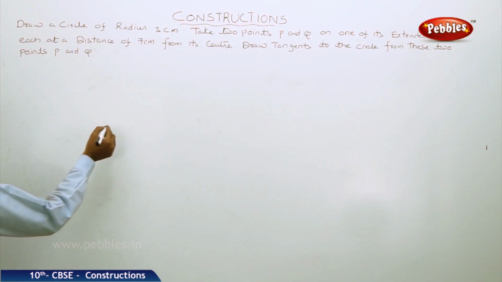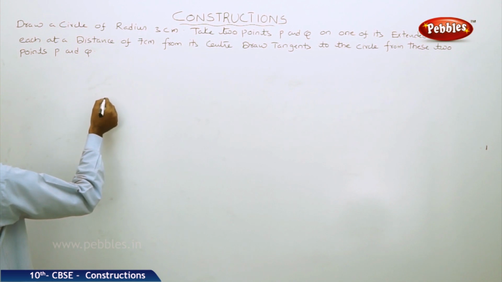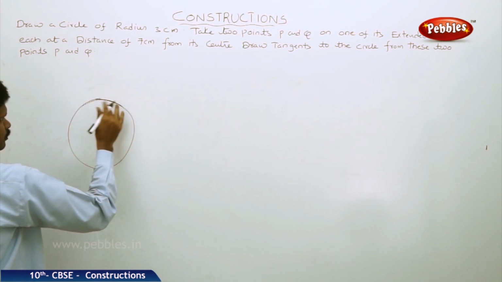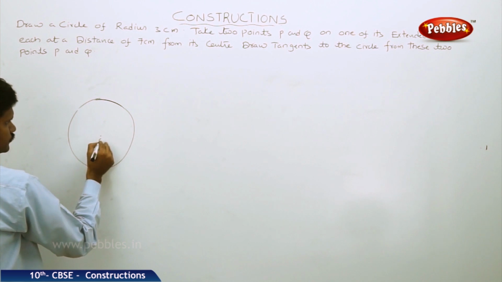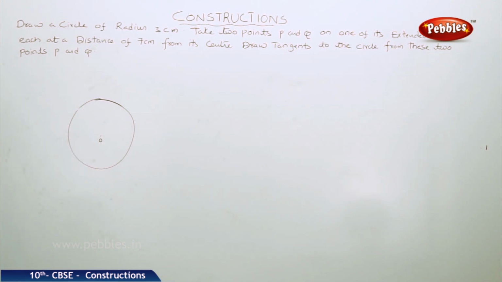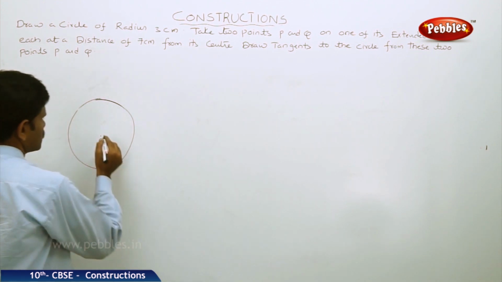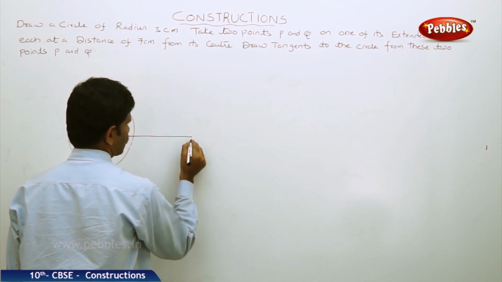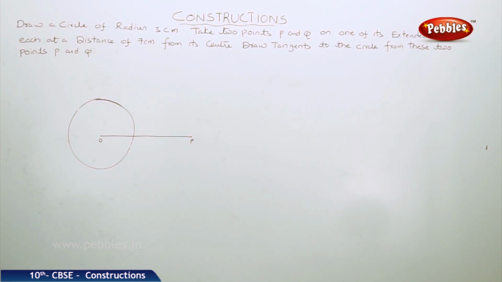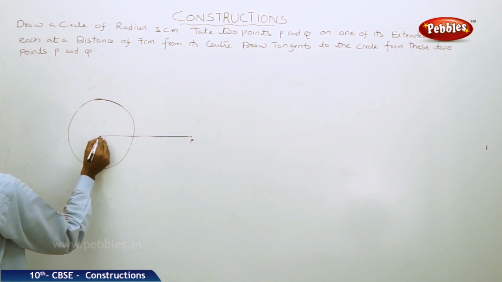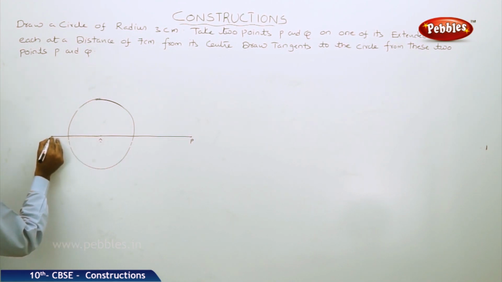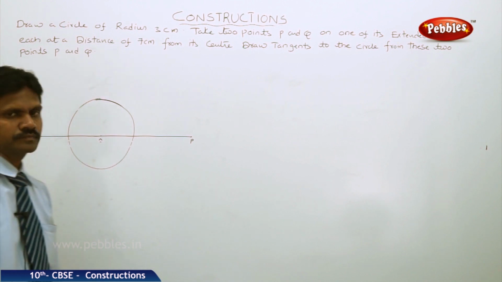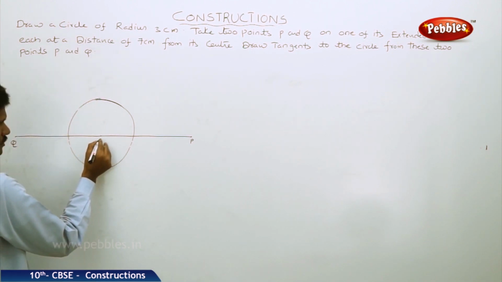Now draw a circle of radius 3 centimeters with the center as O. Now locate a point P, and again on the extended diameter, locate a point Q. Let O be the center of the circle.